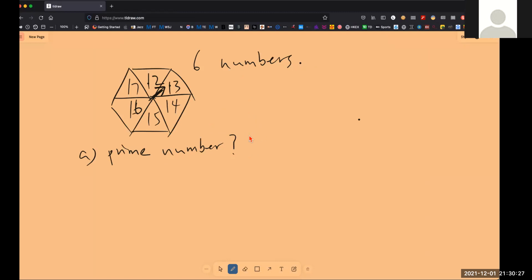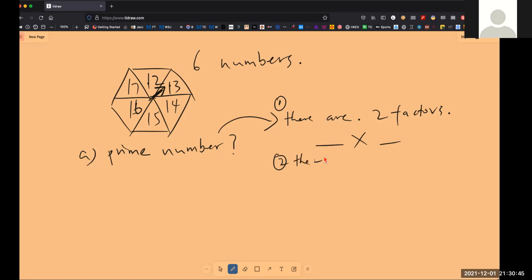Okay, so the definition of prime number is there are two factors. Two factors means something times something. That's the first requirement. Second requirement, the factors are one and itself. Okay, so let's test 12.